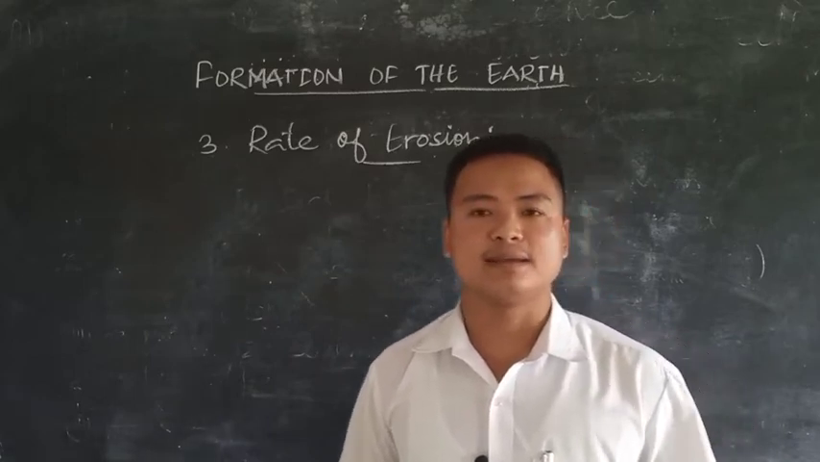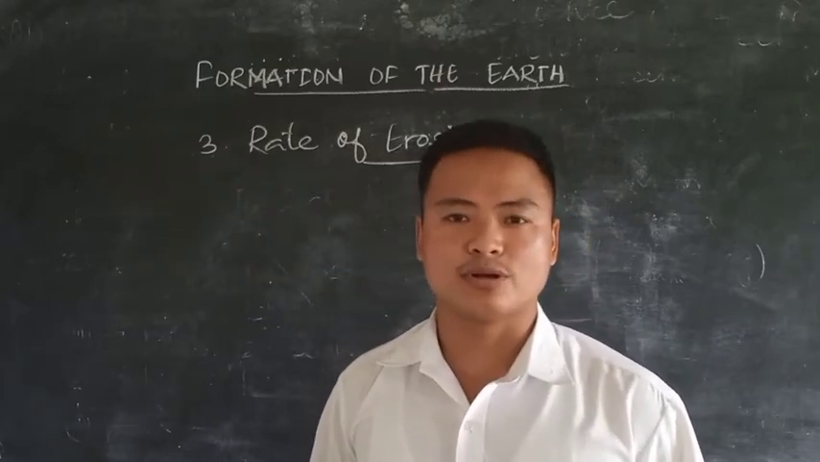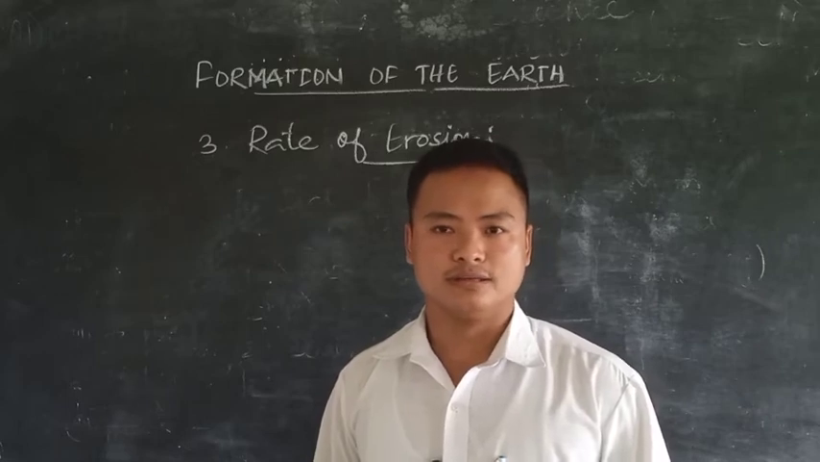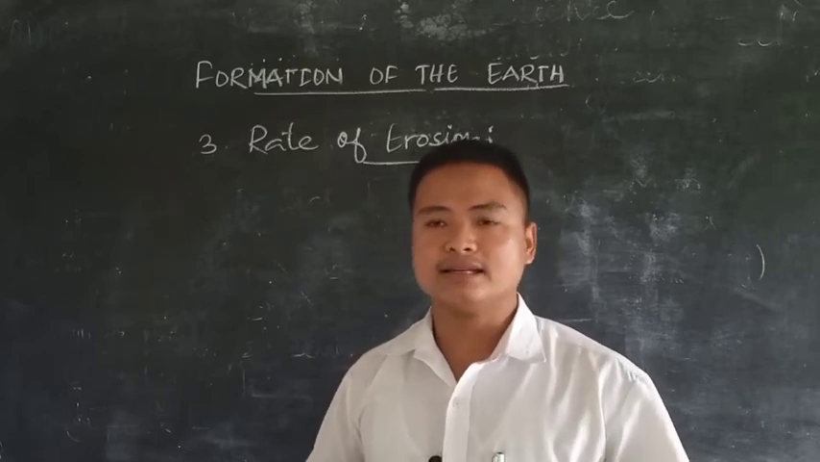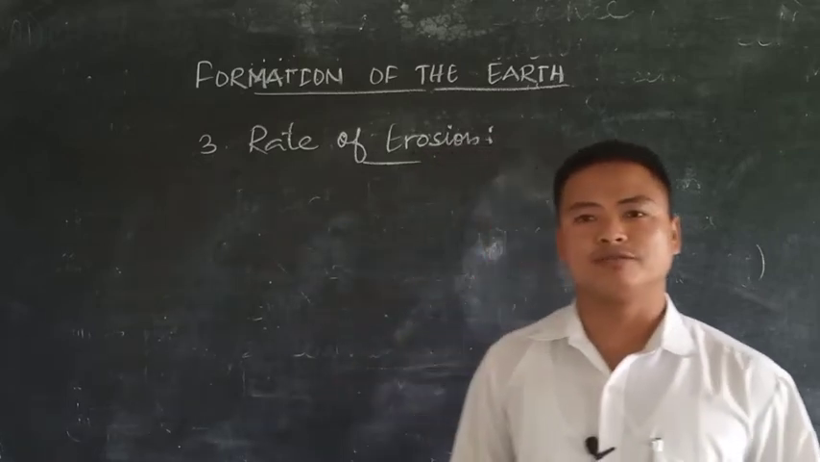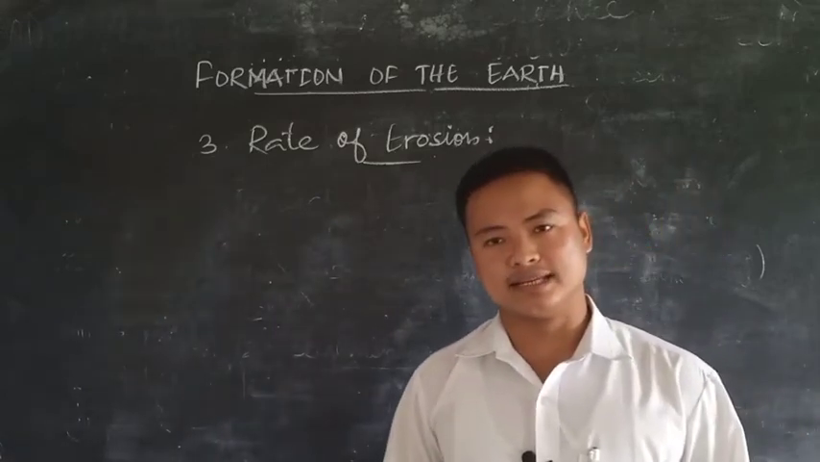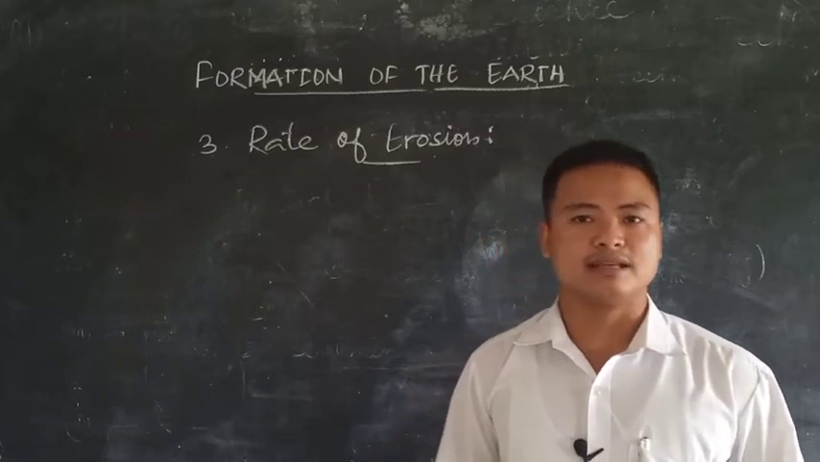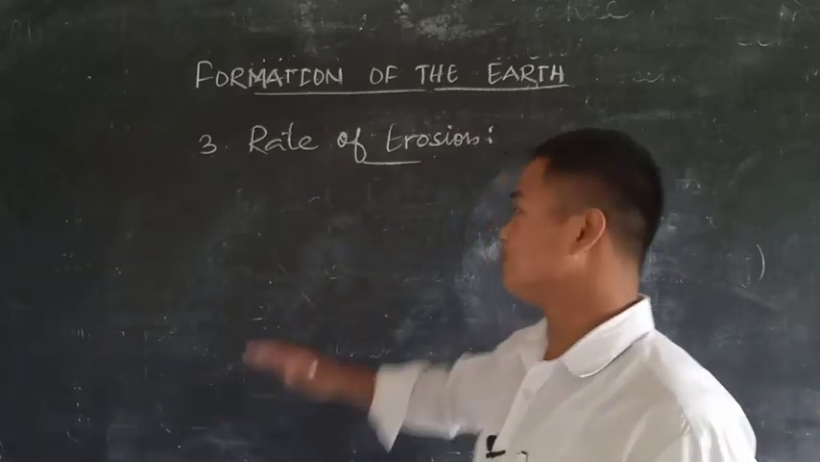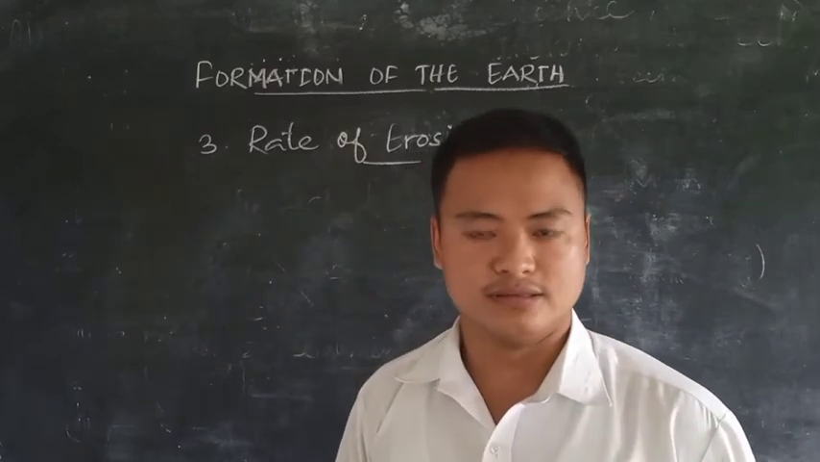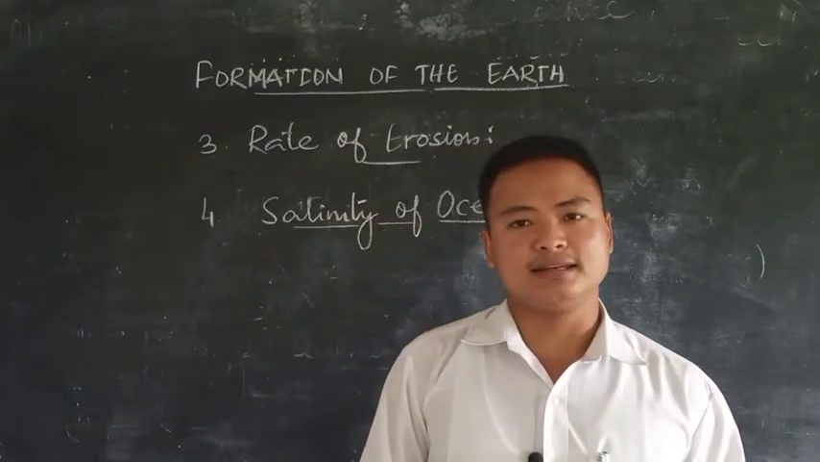It has been taking place since the time of the origin of the earth. And hence, whatever total amount of denudation has taken place from then till now, and the rate of denudation every year, would help us determine the age of the earth. So this is how the rate of erosion as a factor can help us in understanding the age of the earth. The fourth factor is the salinity of the ocean.